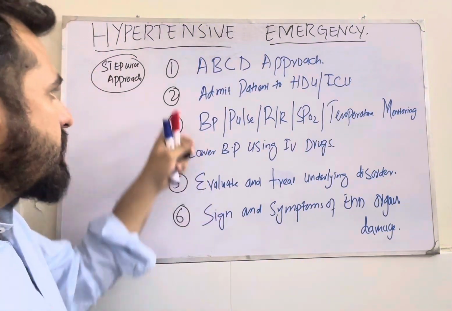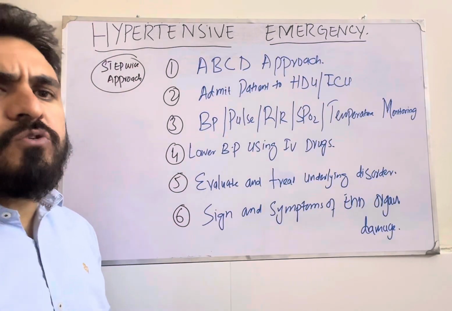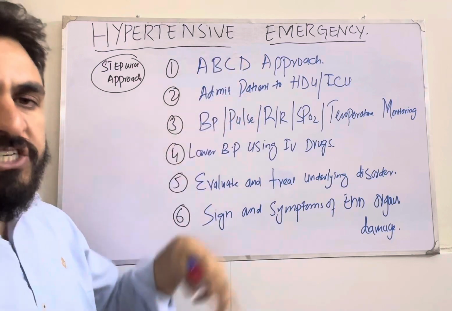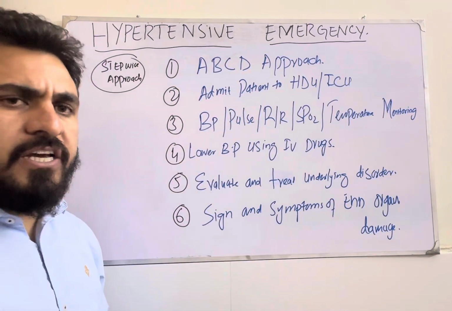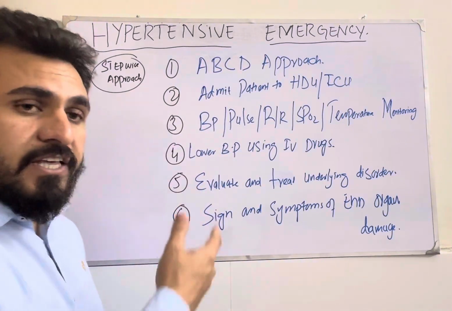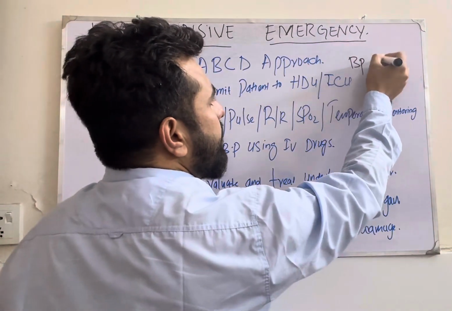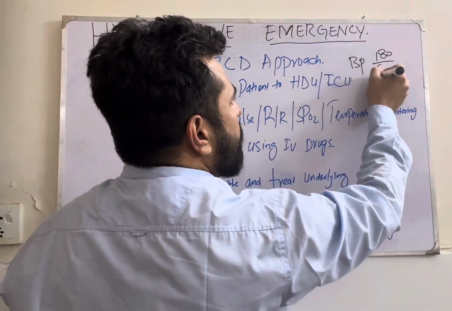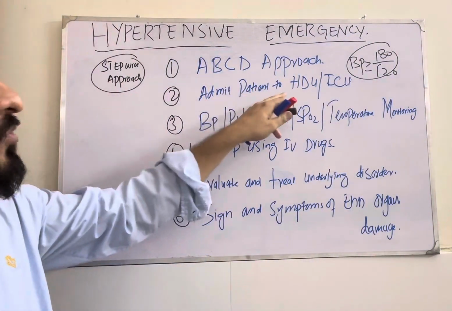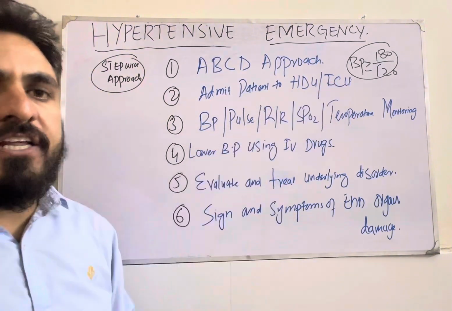So the first step is to do the ABCDE approach. It is a normal approach we do in each and every emergency: we assess the airway, breathing, circulation, disability, and E is for exposure. Second, if you find that the patient has a BP higher than, let's suppose, 180 by 120, you will admit the patient to either HCU or HDU, the high dependency unit or intensive care unit.